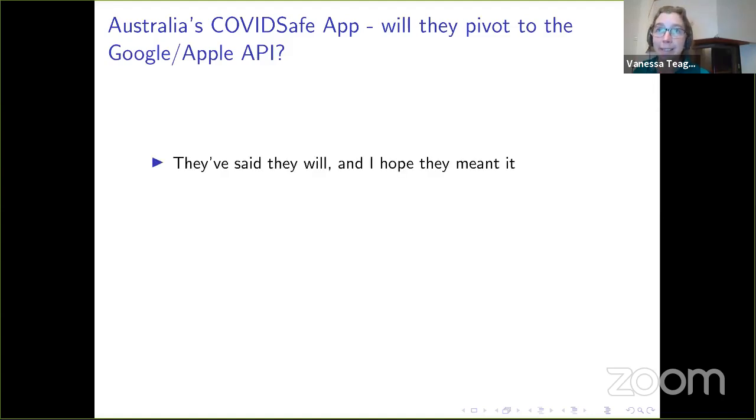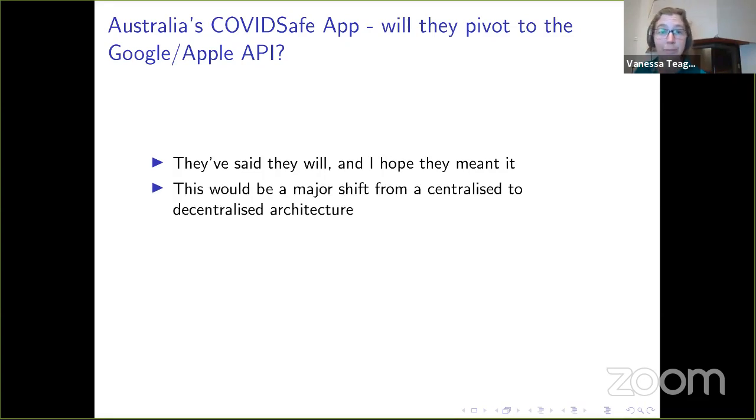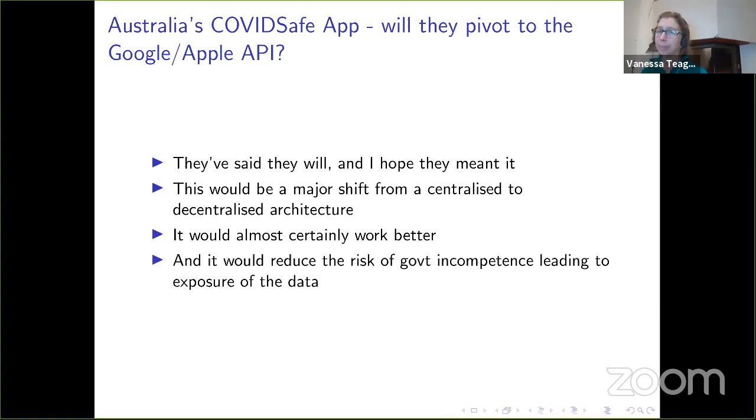The Australian authorities have said that they will pivot to the Google Apple decentralized API. I hope they meant it. It would be a huge and fundamental shift in the architecture from the centralized process that they're now using to a completely decentralized one. It would almost certainly work better. And to me, the huge advantage of the decentralized architecture is not so much the threat of abuse of the centralized contact graph, but more importantly, especially in the case of the Australian government, that it reduces the possibility for a server crash, an accidental piece of bad policy, or some other kind of incompetence to accidentally leak the contact graph. So that's my 2 cents.